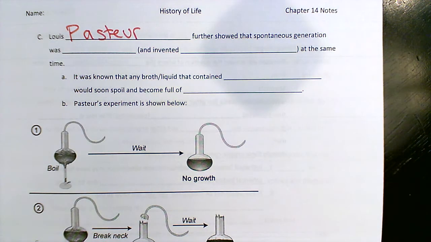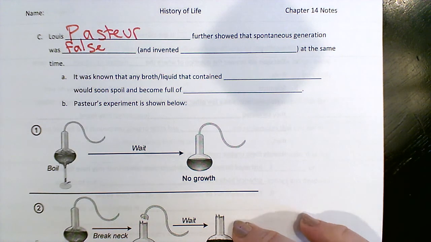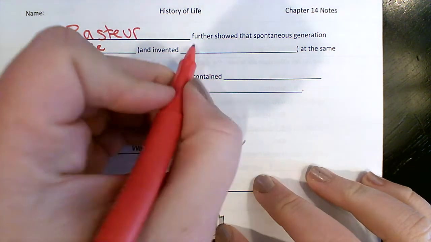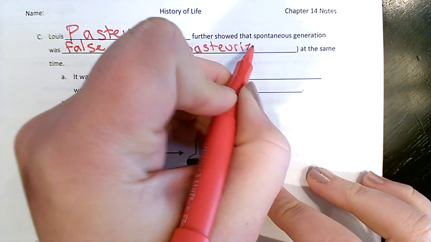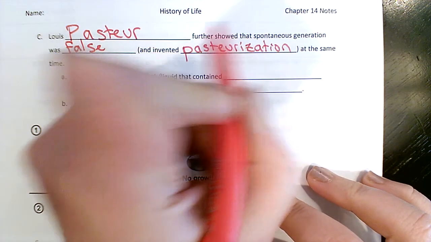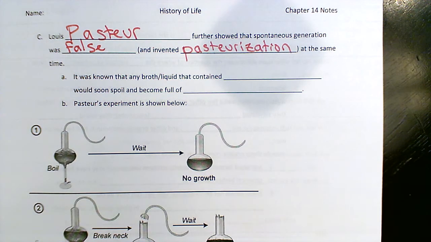Okay, so he showed that spontaneous generation was false. He had a little bit better experiment, and at the same time invented a very, very important process for humanity called pasteurization. Pasteurization, there you go.